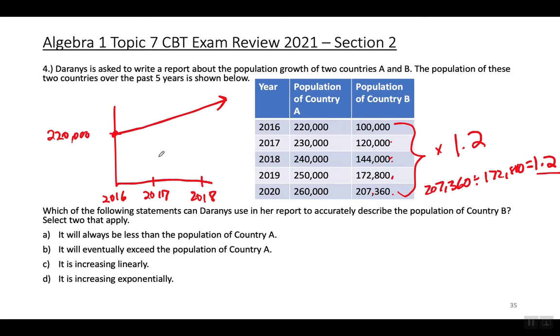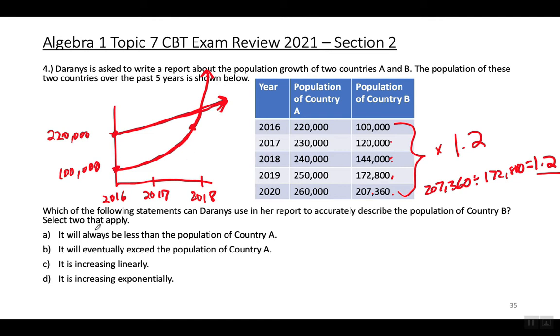So for country B, the initial amount is 100,000, but it's going like this. And you should know by now that this comes up in a lot of questions. If you have a straight line and a curvy line that's going up, eventually the curvy line is going to pass the straight line. Así que cuando tienen esta línea recta y otra línea que está curvando para arriba, eventualmente esta línea que está haciendo una curva va a estar encima de esta línea recta.